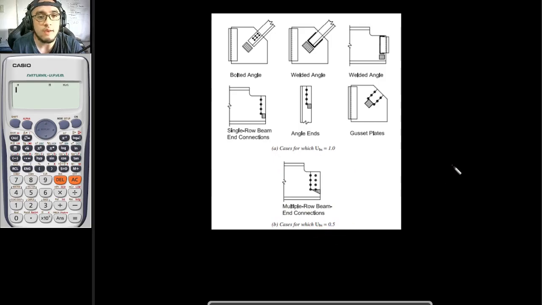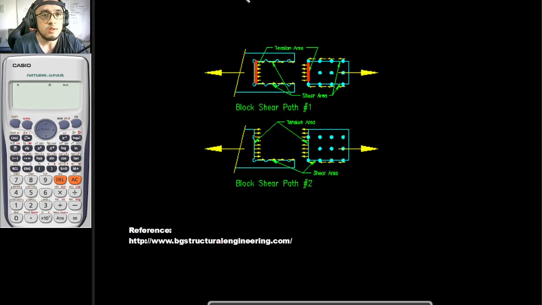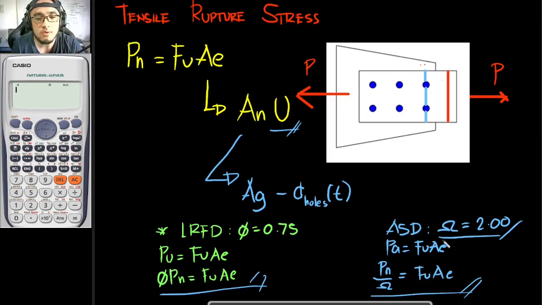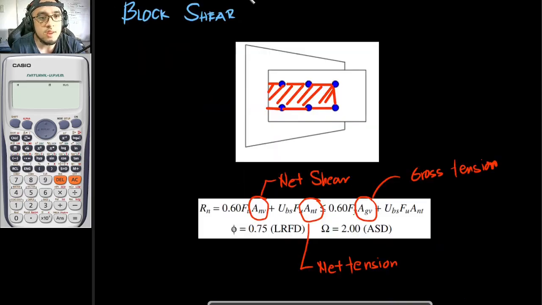to 0.5. And since block shear is a rupture limit state, you would be using 0.75 for your phi for LRFD, and for ASD, you would be using an omega of 2.00. So it would be very similar to your tensile rupture stress. Okay, so those are the three major failures that we would be considering in the design and analysis of tension members. So let's have a summary.